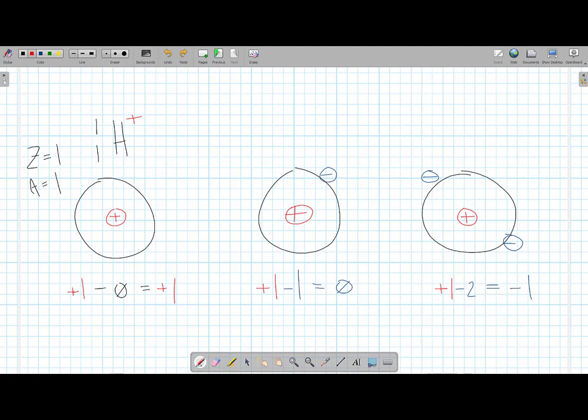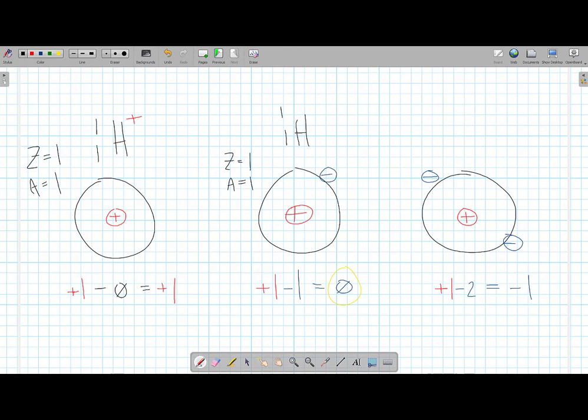So let's look at the next one. Z is 1. A is 1, just like the last one. I didn't change neutrons or protons. So this is 1, 1, H. And this one has a charge of 0, right? We determined it has one proton and one electron, so they cancel out, and this is electrically neutral, no charge. So I don't write anything up here.